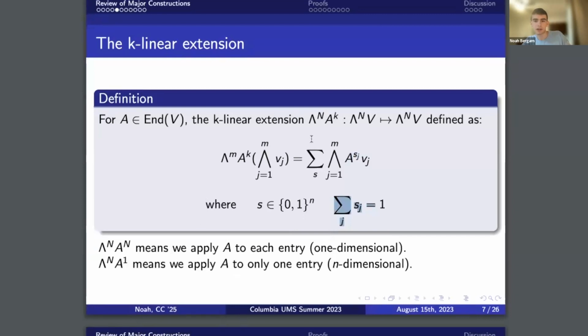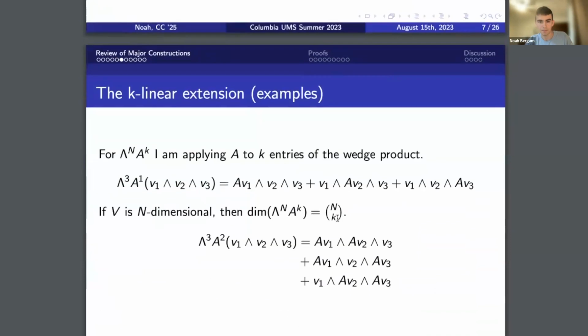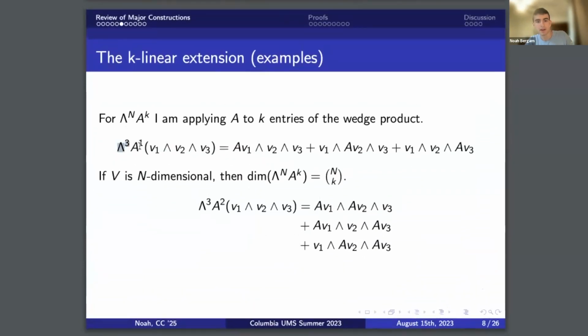So this creates certain dimensionality restrictions. The number of things that you're adding up will be bigger as you're in the middle, because it really is n choose k, the number of things in this sum ultimately. A nice illustration of this is wedge^3 A^1, where I'm applying A to each of the coordinates in v1, v2, v3. And if V is n-dimensional, the dimension is n choose k. If you do 2, then it would be 3 choose 2, which is 3 again, and then you apply the A's like this.